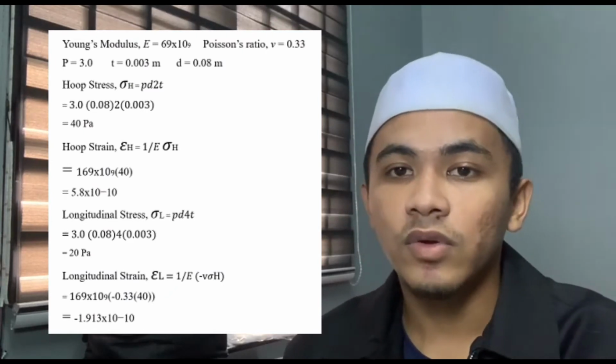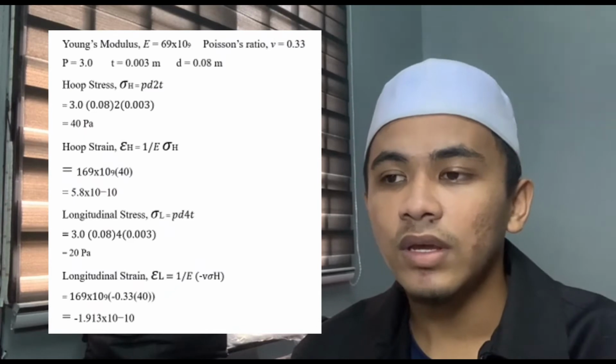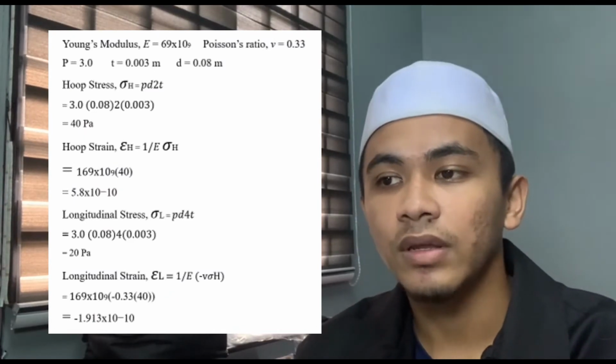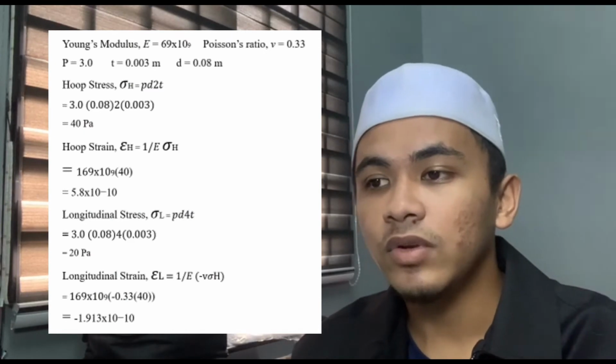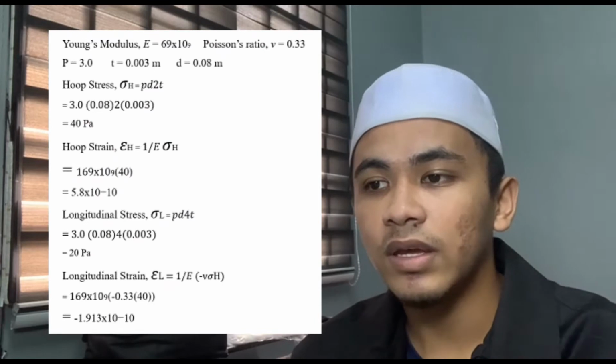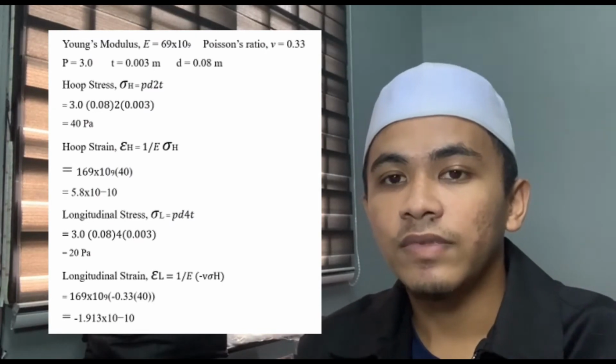Okay, the first one we need to calculate the hoop stress. The formula is PD over 2T, and the answer we get is 40 Pascal. And the next one is hoop strain. The formula is 1 over E multiply the hoop stress, and the answer we get is 5.8 multiply 10 power of negative 10.